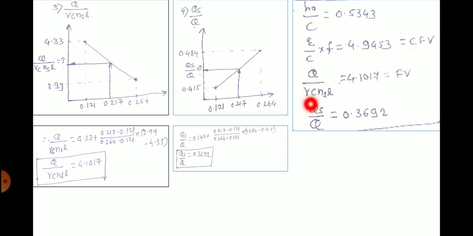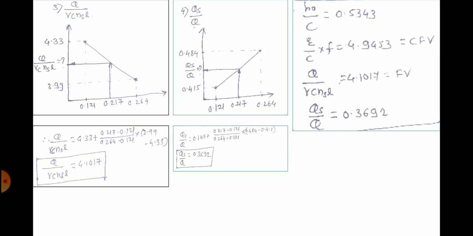Q upon RC in SL is 4.1017 and QS by Q is 0.3692. These are all dimensionless numbers when the Sommerfeld number is 0.217. Next, I have to find out H0. So what will be my H0 by C? H0 by C is 0.5343. So H0 will be equal to C into 0.5343.